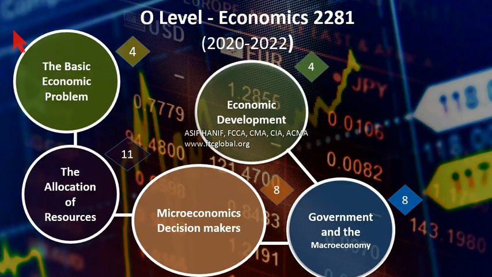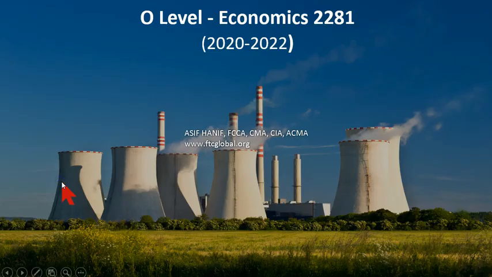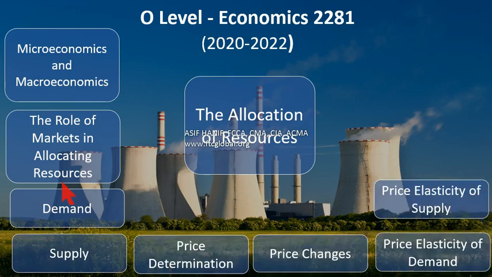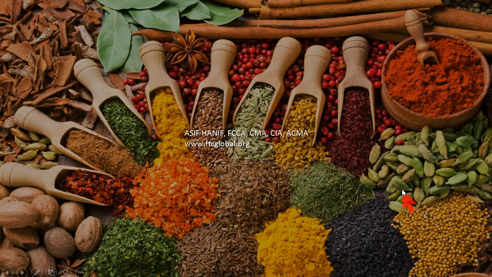Next topic from within the allocation of resources is price elasticity of supply. These are the 11 subtopics within the allocation of resources section. So we will be starting price elasticity of supply.